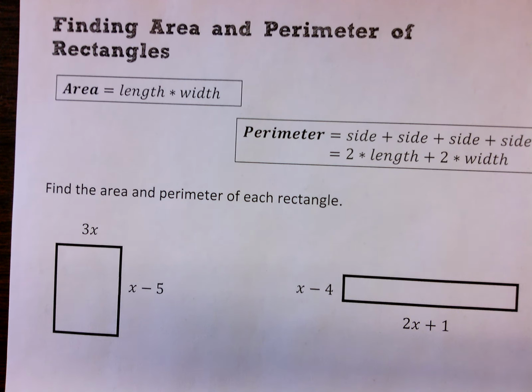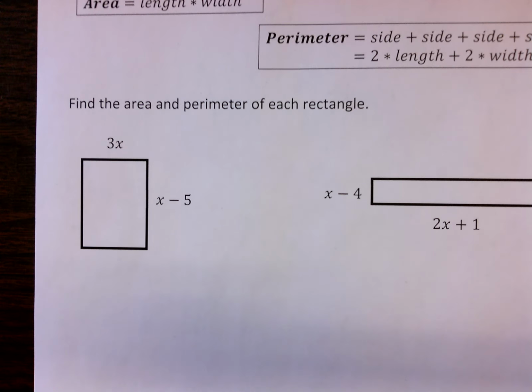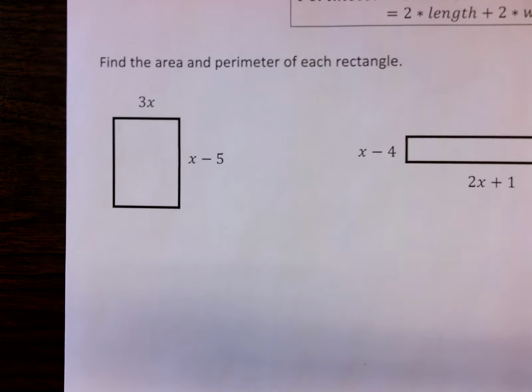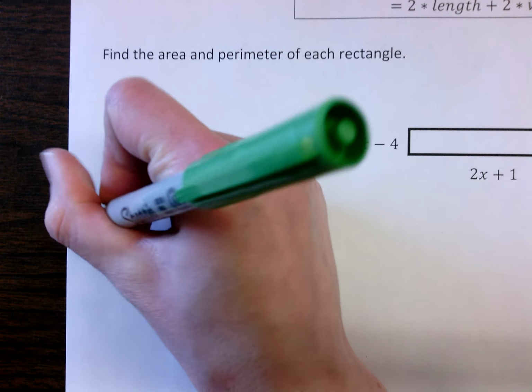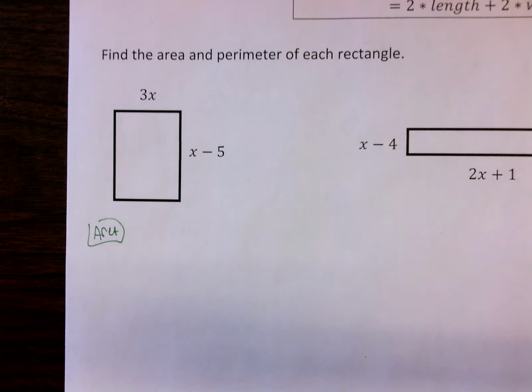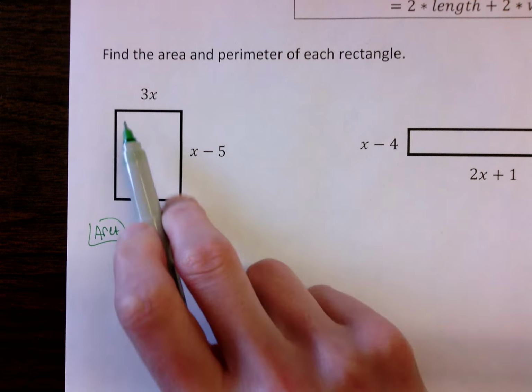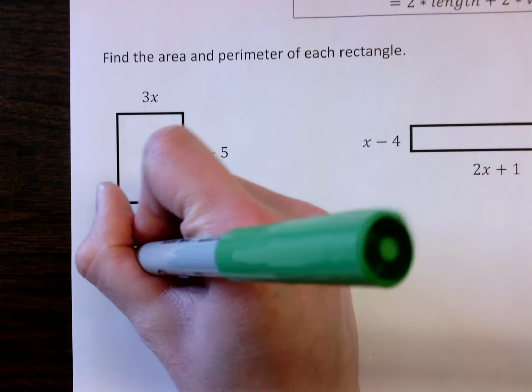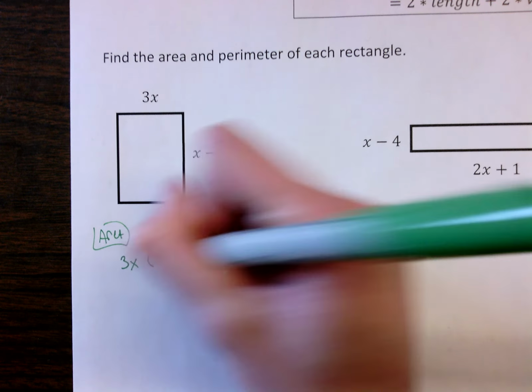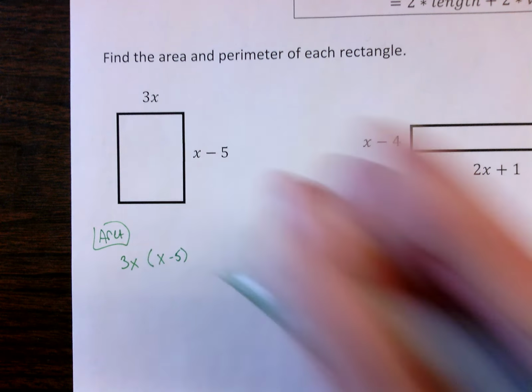Okay? And this is just exactly what we've been doing. It's just we're applying it a little bit differently. So let's look at this rectangle right here. We're going to start by finding the area. To find area, you multiply length times width. So here's our length, here's our width. That's what I need to multiply. So I'm going to multiply 3x times x minus 5.